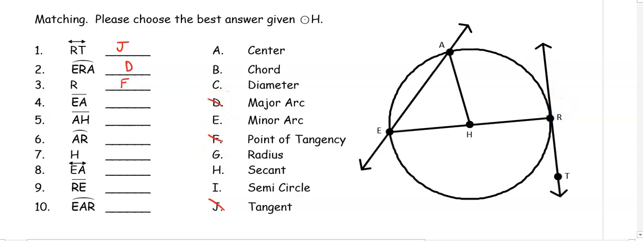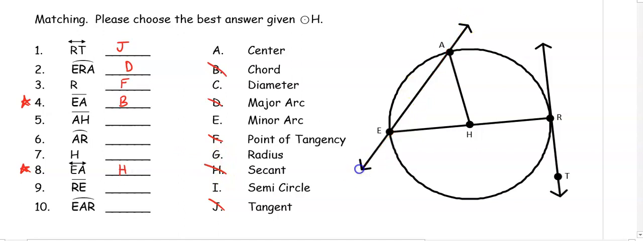EA is a segment. So it's starting at E and it's ending at A. It has 2 points on the circle, so that's going to be a chord. That is different than number 8. So in number 8, EA is a line that goes on forever, so it's touching the circle in 2 spots, it's intersecting, so that would be a secant. Make sure you know the difference between 4 and 8.